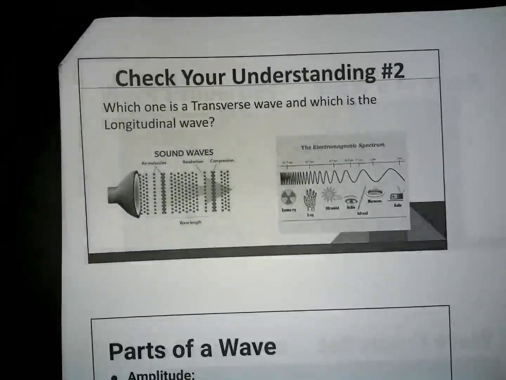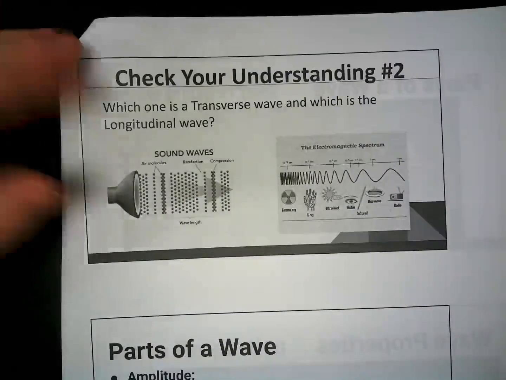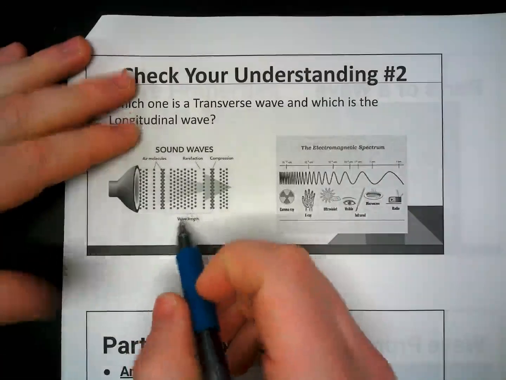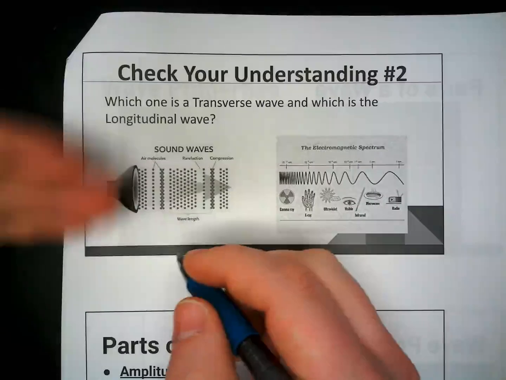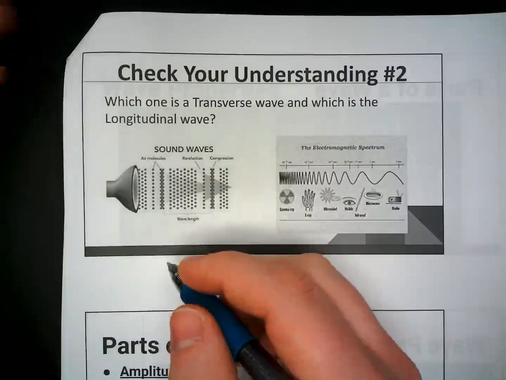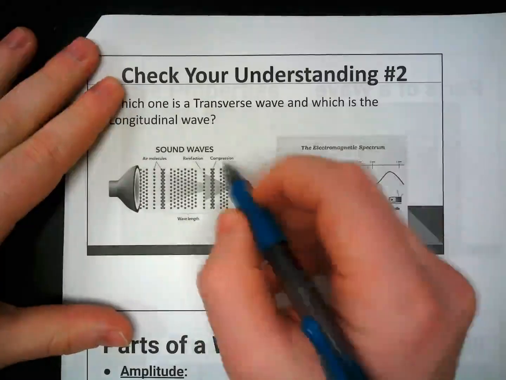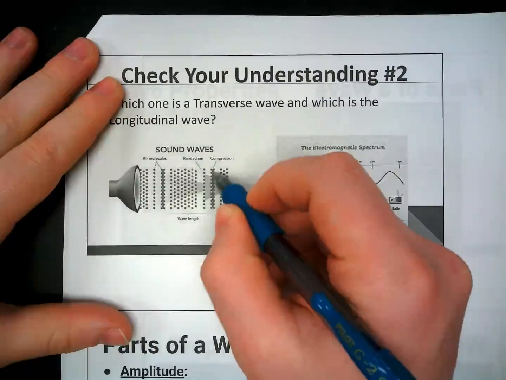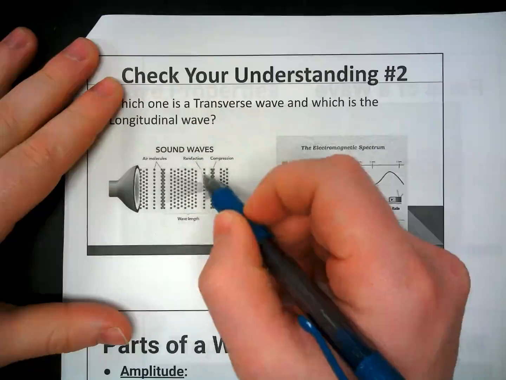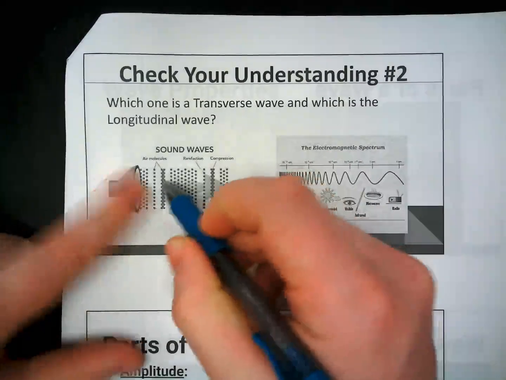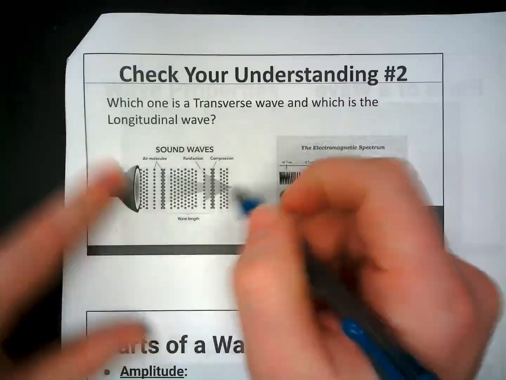Okay, then check your understanding number 2. So which one is the transverse wave and which one is the longitudinal wave? Okay, so sound waves are an example. They are great examples, ones we'll get into in 6.2, of longitudinal waves here. So here again we've got compression, we have rarefaction here, there's like this gap right here, as these are like air molecules, these are molecules in the air.